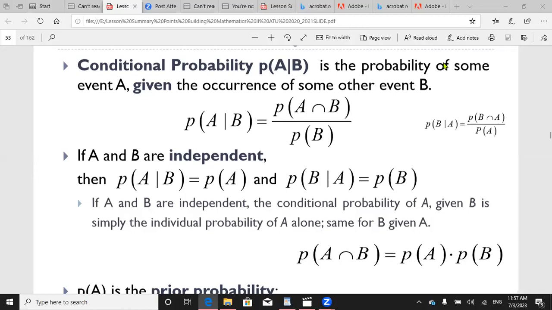Okay? But if the second depends on the first, then it is dependent, okay? If the second doesn't depend on the first, then they are what? Independent. Good.